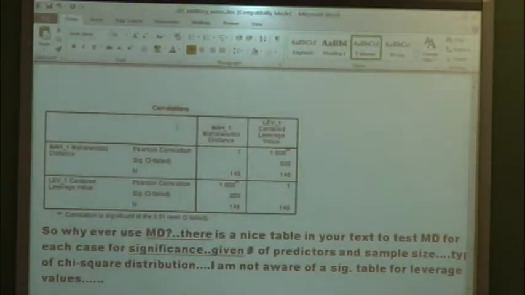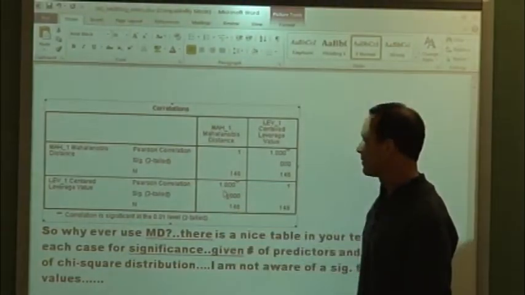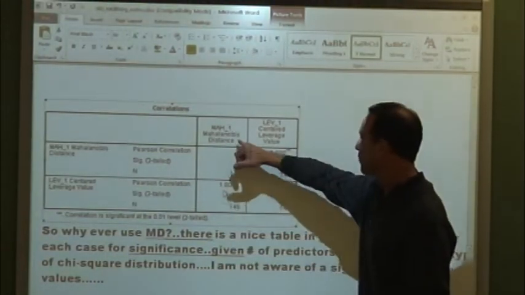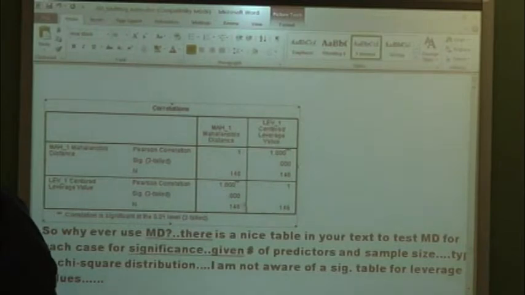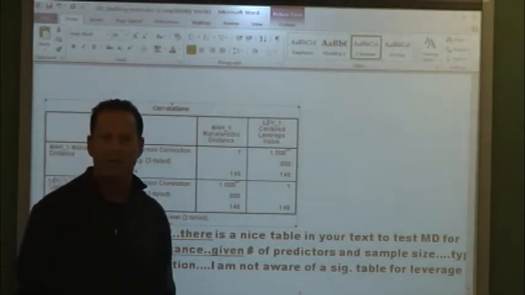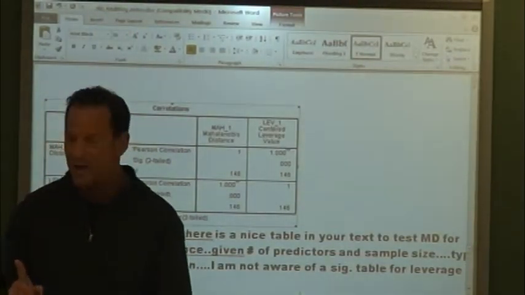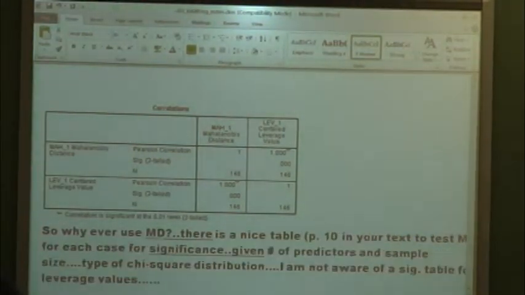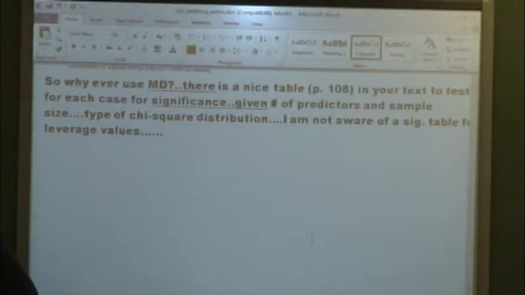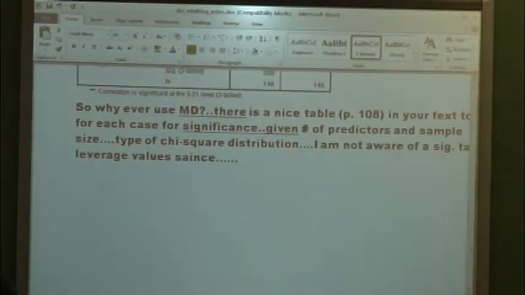So that being said, everybody, here's your evidence that Mahalanobis distance is a function of leverage. Look what the correlation is: 1.0, or .99. Mahalanobis distance, which is the same as in SPSS, and leverage. So I know what you're thinking right now: why would I ever use one if they're redundant, if one is a function of the other? The one reason why is on page 108. There's a nice table in your text that can test for significance. Leverage is not tested for significance. I'm not aware of a significance test for leverage values, since the max number is 1.0.